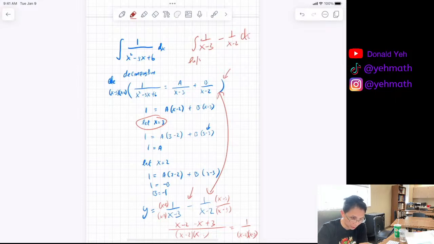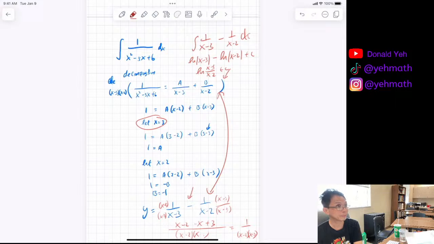That's going to be natural log of x minus 3 minus natural log of x minus 2 plus c. You can even put a natural log of x minus 3 over x minus 2 plus c if you wanted to. And that doesn't really matter, because of the division property you can do it that way.